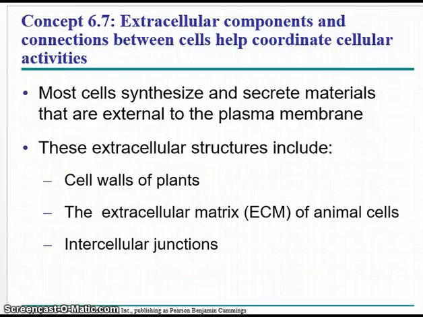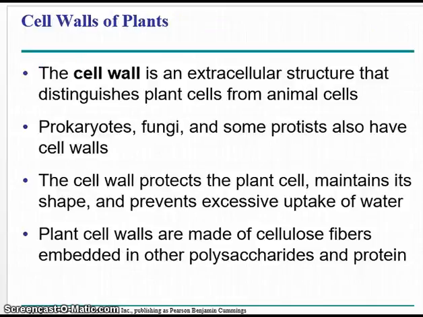Now, the last thing we're going to take a look at are extracellular components, so things that are on the outside of the cell. We're going to take a look at the cell wall of plants, the extracellular matrix of animal cells, and then intercellular junctions. The cell wall of plants, as we've talked about, is made up of cellulose, those big carbohydrate polysaccharides.